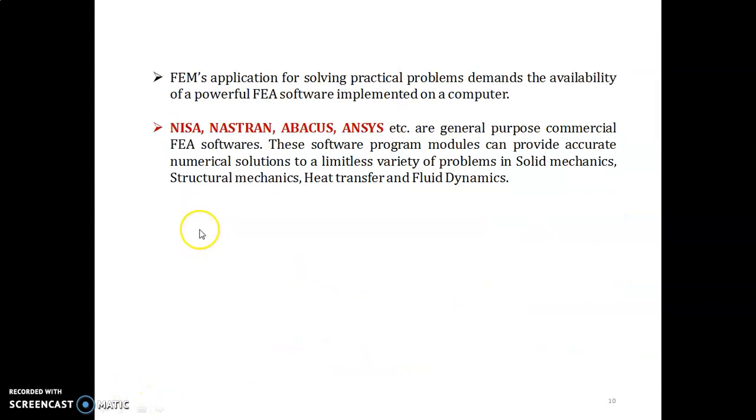FEM's application for solving practical problems demands the availability of powerful FEA software implemented on a computer. NISA, Nastran, Abaqus, and ANSYS are general purpose commercial FEA softwares. These are the most commonly used FEM packages. These software program modules can provide accurate numerical solutions to a variety of problems in solid mechanics, structural mechanics, heat transfer, and fluid dynamics. So these are some of the applications of FEM.